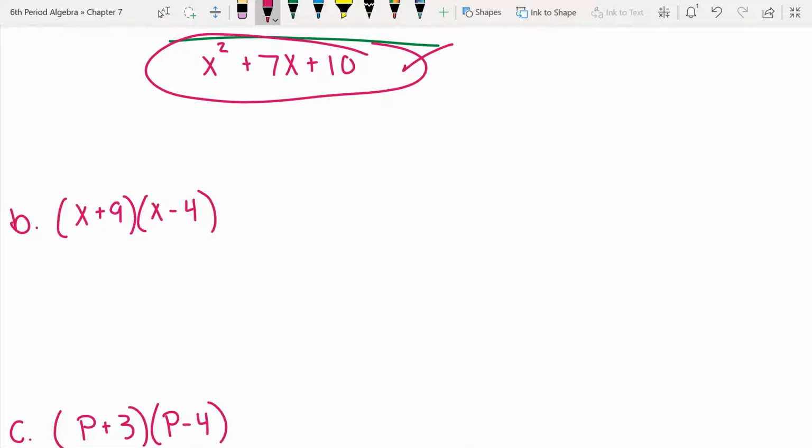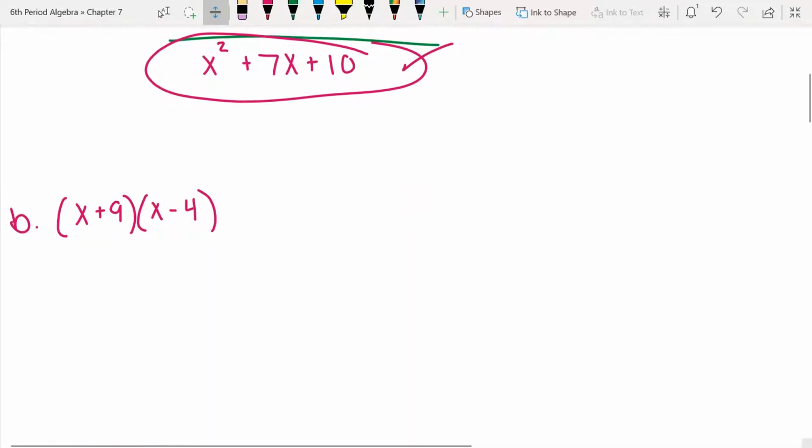Now you see I have 3 examples here. I will also do B, and then I want you guys to pause and you will try C. So I'm going to move on here to B. We have x plus 9 times x minus 4.